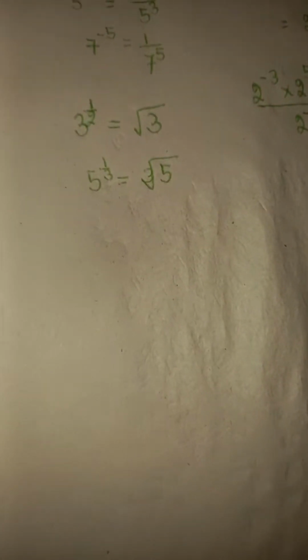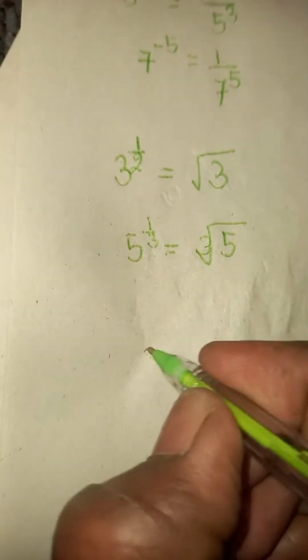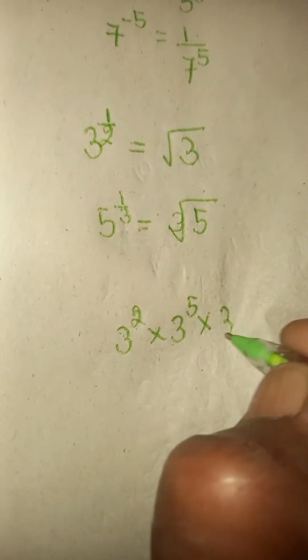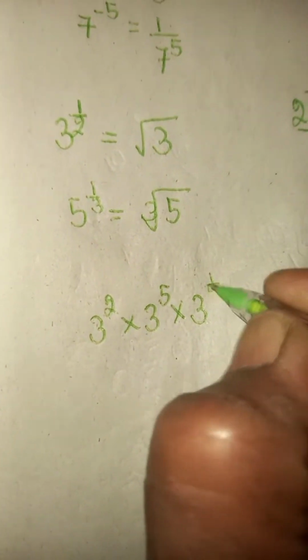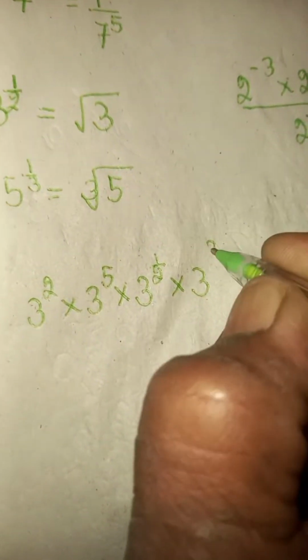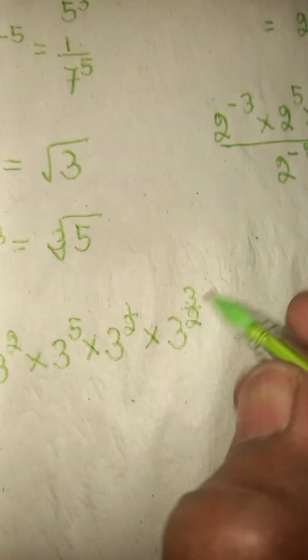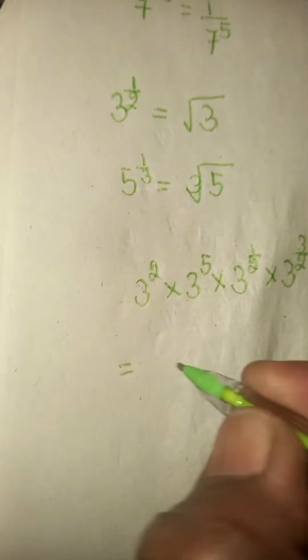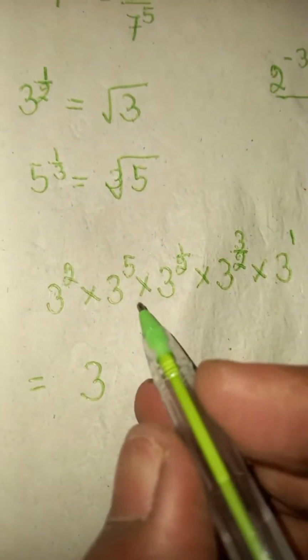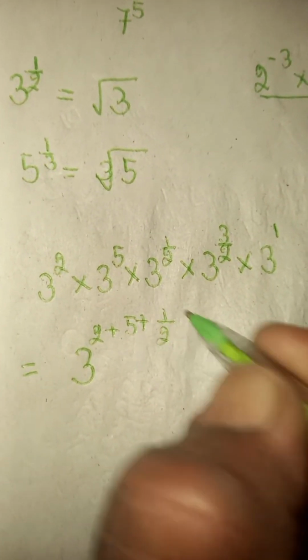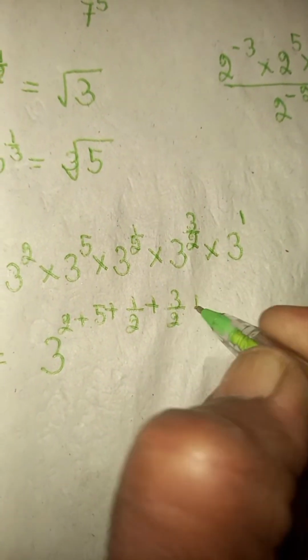Let's take more numbers like this, that is 3 square times 3 power of 5 times 3 power of 1 half times 3 power of 3 by 2 times 3 power of 1. Now you need to multiply all of them. 3 is the common base, and add up the powers. That is, you can add like this, 2 plus 5 plus 1 by 2 plus 3 by 2 plus 1.